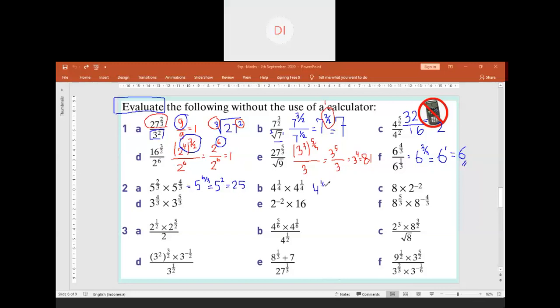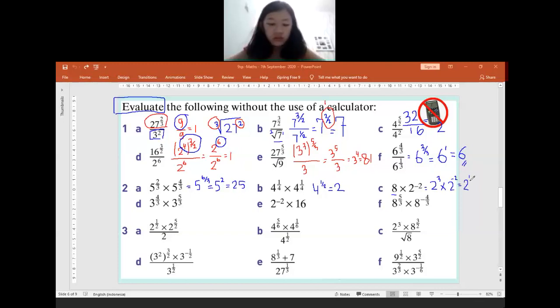Is there anyone who has any confusion so far? No? Okay, let us move to question C. For question C, we have 8 times 2 to the power of negative 2. You can change the 8 into another index number. How many is 8 to the index number? 2 to the power of 3. Okay, so we have 2 to the power of 3 times 2 to the power of negative 2. How many will it be? Yes, it will be 2 to the power of 1, or we write it as 2.